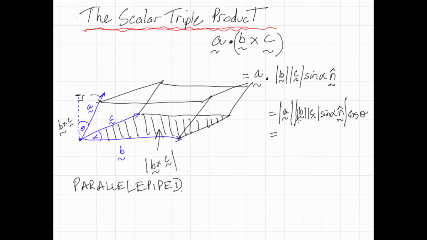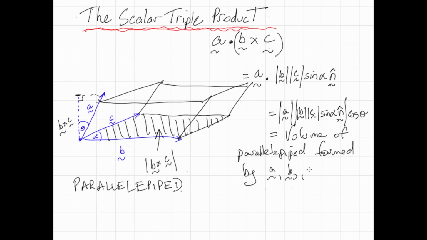So A cos theta is the height, and that is the area of the base, and the area of the base times height is volume. So the scalar triple product can be interpreted as the volume of the parallelepiped formed by the three vectors A, B, and C. So it's a volume.